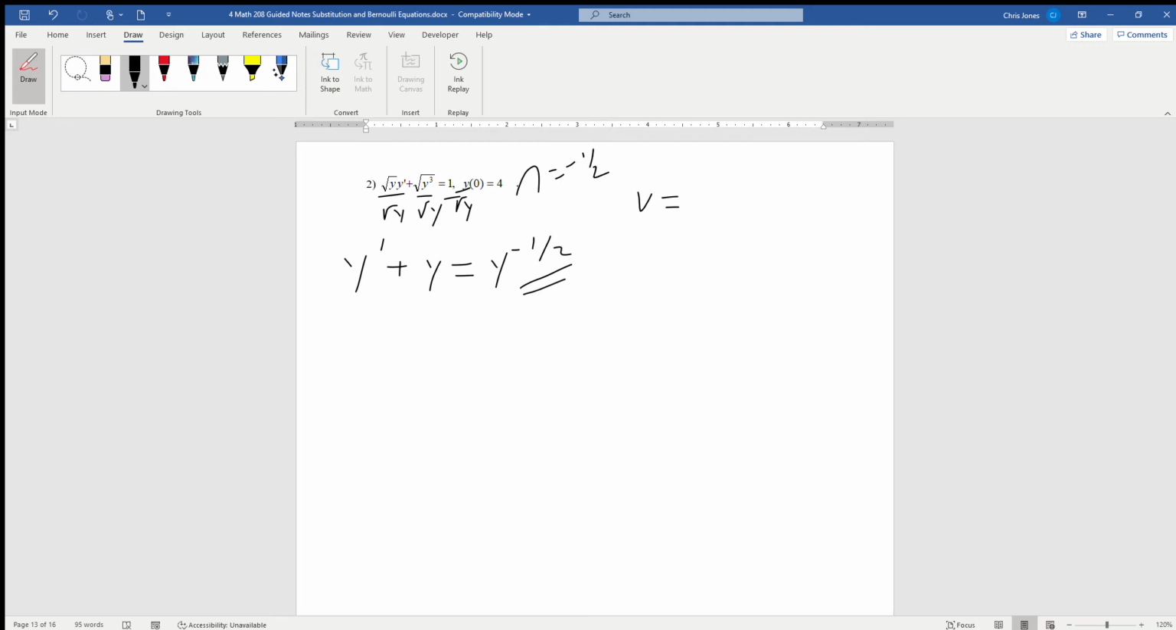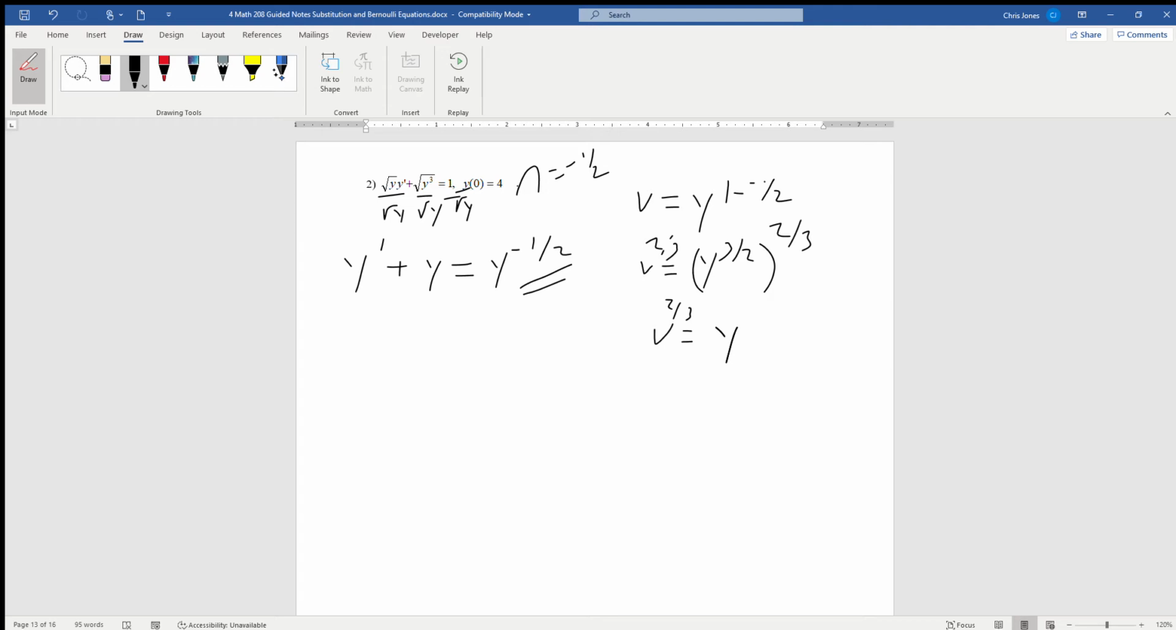And so remember that v is equal to y to the 1 minus n, or y to the 1 minus 1/2, 1 minus negative 1/2. Or in other words, v is going to be equal to y to the 3/2. If we raise both sides to the reciprocal, which is the 2/3 power, v to the 2/3 power is going to be equal to y. And now we can go through and do the substitution for y prime as well as y.